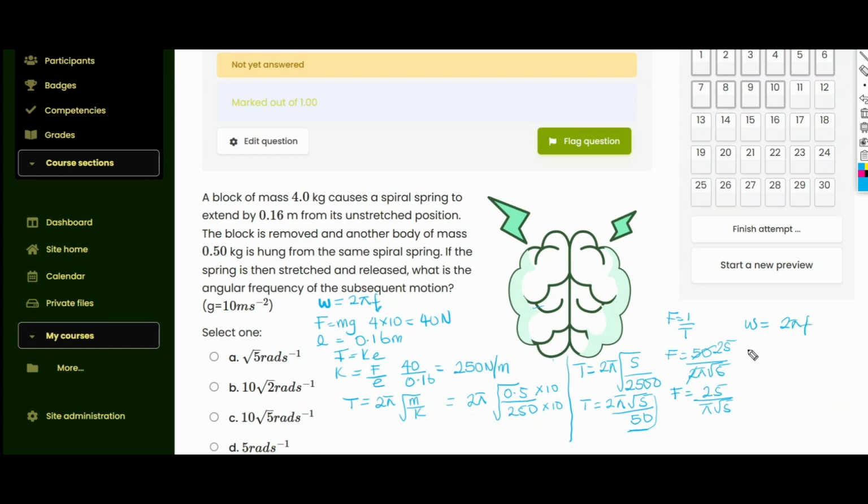You see here that now W will be equal to 2 times pi times the value of f, which is 25 over root 5. So pi cancels pi, and we have W is equal to 50 over root 5. When we take conjugates, we discover that W will be equal to 50 root 5 over 5. This will give you 10 root 5. So we'll go with this. We'll go to the next question.